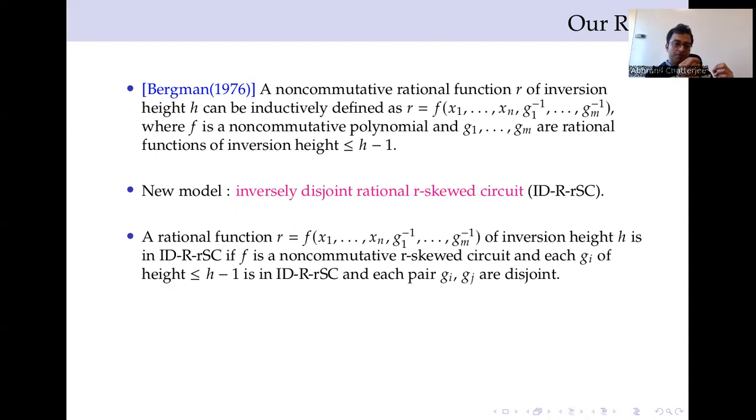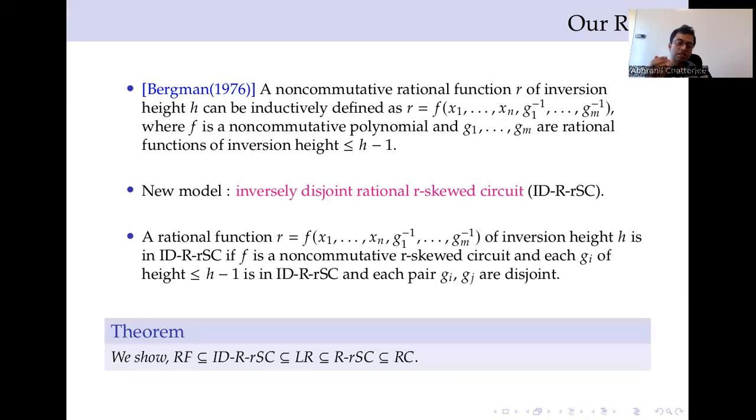Whenever we are composing, replacing these variables by inductively built circuits of height h minus 1, they will be inversely disjoint. Those G1 inverse and G2 inverse will be pairwise disjoint. We show that this class, the inversely disjoint rational circuit, has a small linear pencil. That puts it in between the class of rational formula and linear representation. Moreover, if we remove this inversely disjoint restriction, then the class sits in between linear representation and rational circuit. In this containment, we know that out of the first two containments one must be proper, but we don't know which one is proper. Okay, so yeah, that's all.